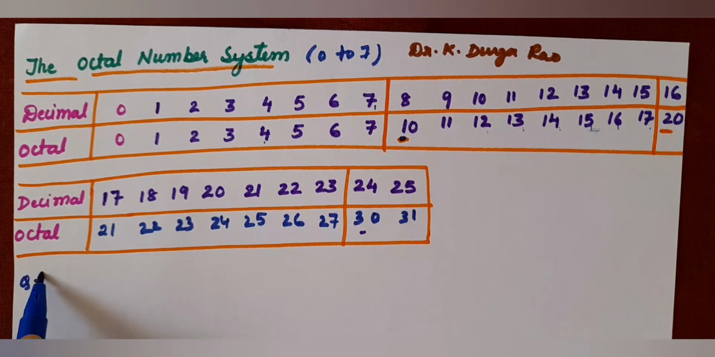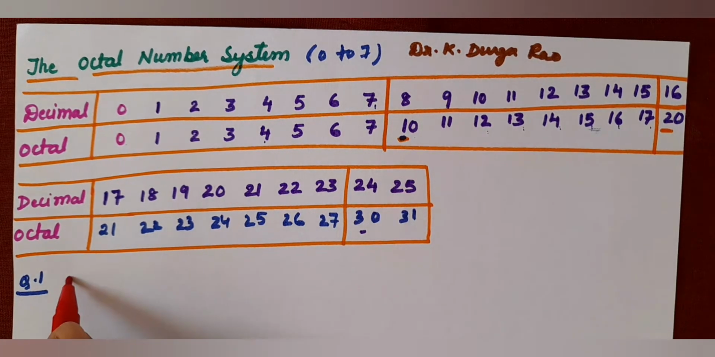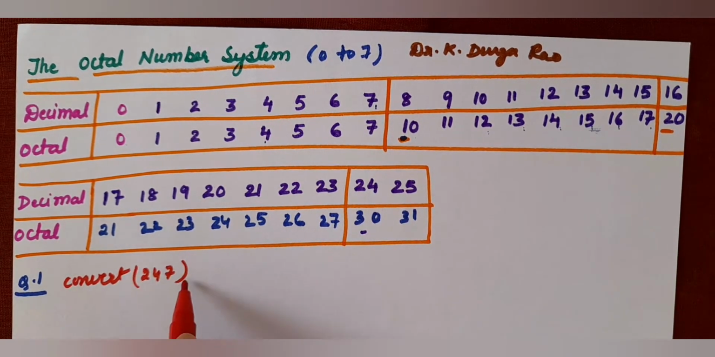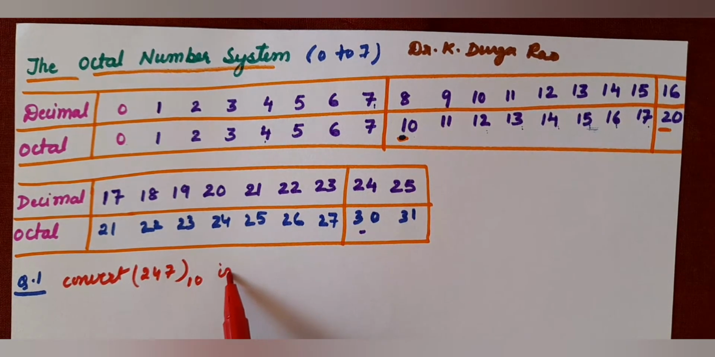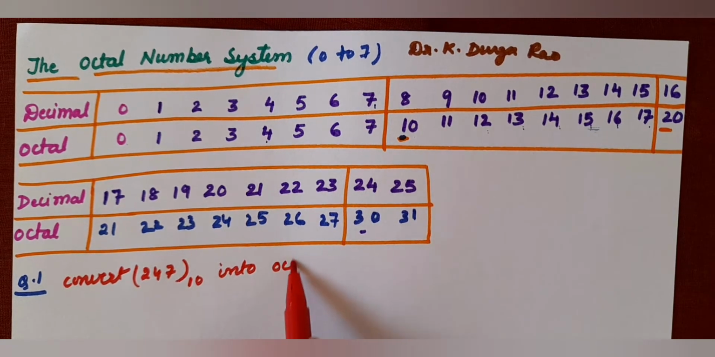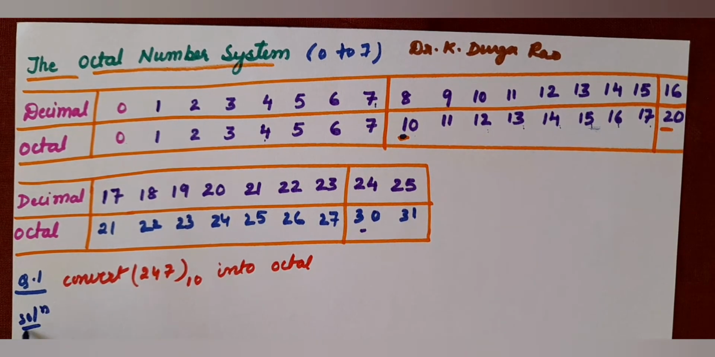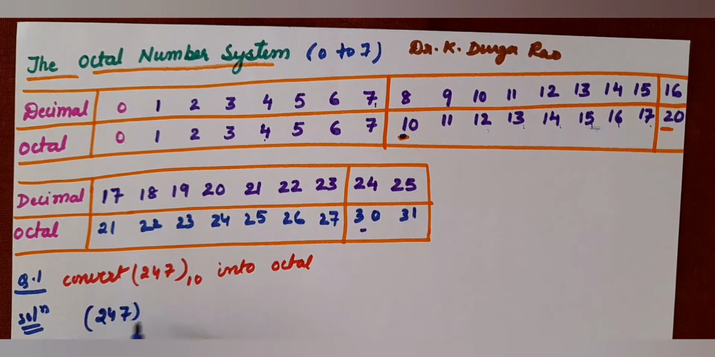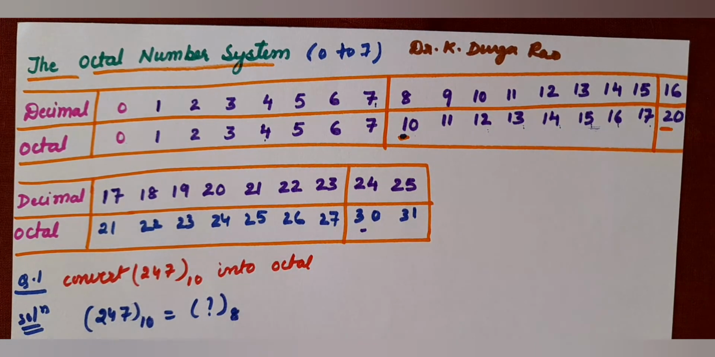So let us start the first question. Convert 247. The base is 10, so it is what type of number? Decimal number system. Convert 247 decimal into octal. This is the given question. So what is the solution for this? What is the requirement in the question? You have to convert 247, a decimal number, into its equivalent octal. Octal base is 8.